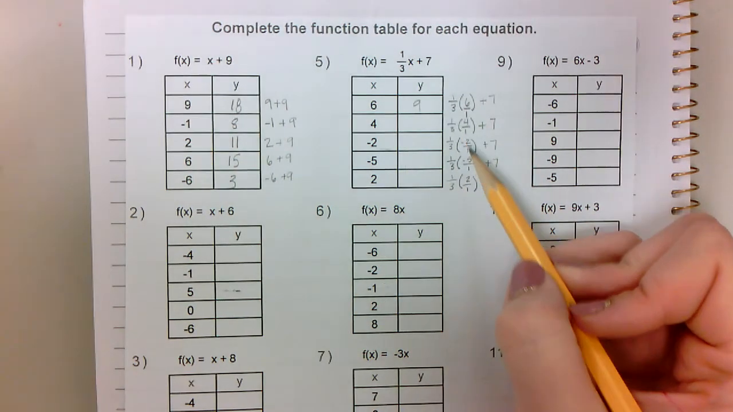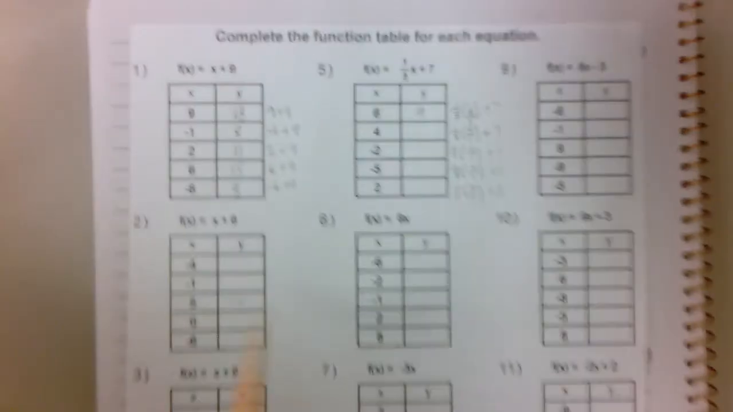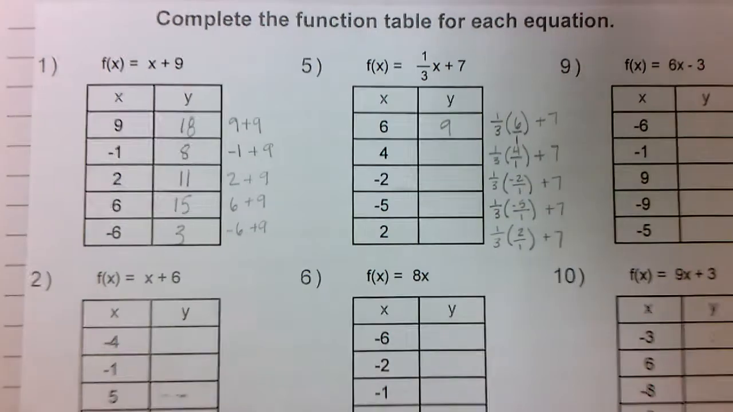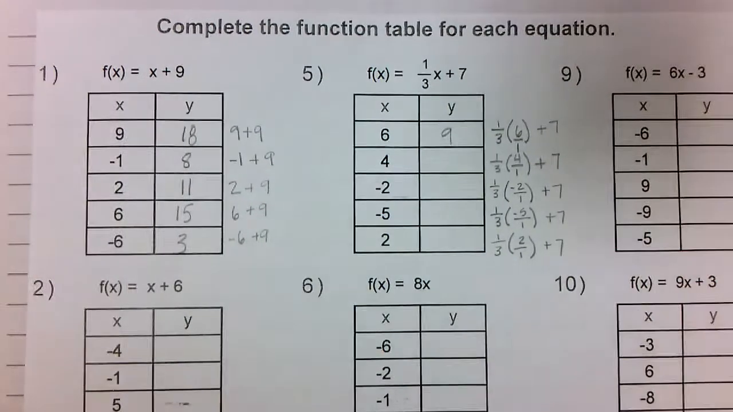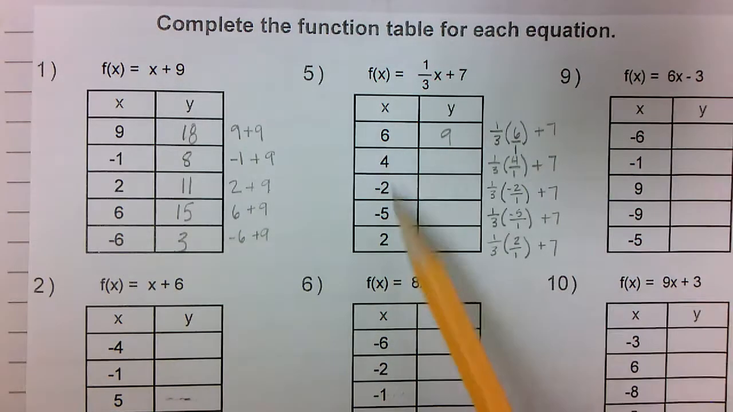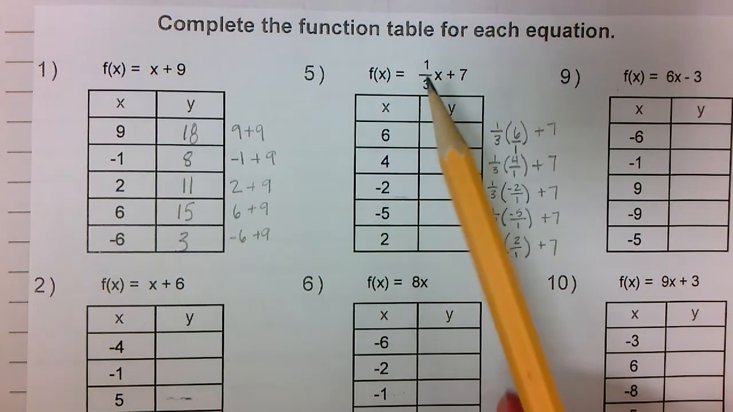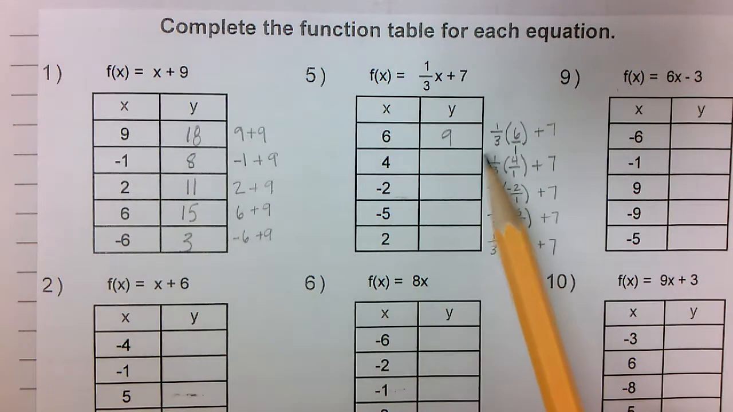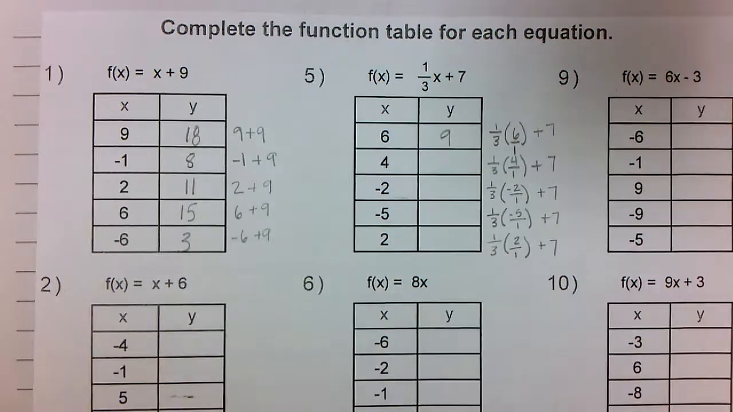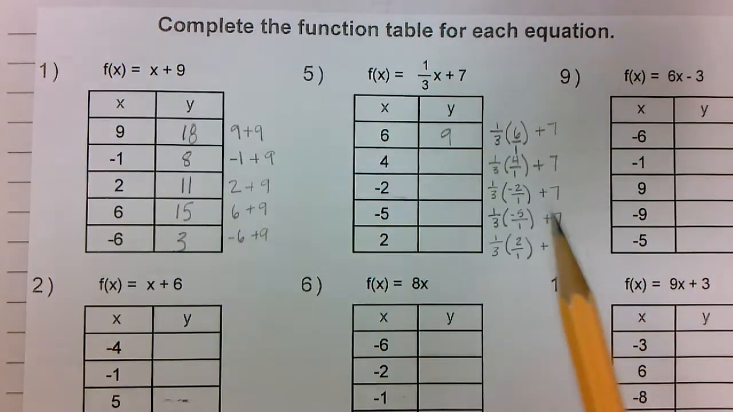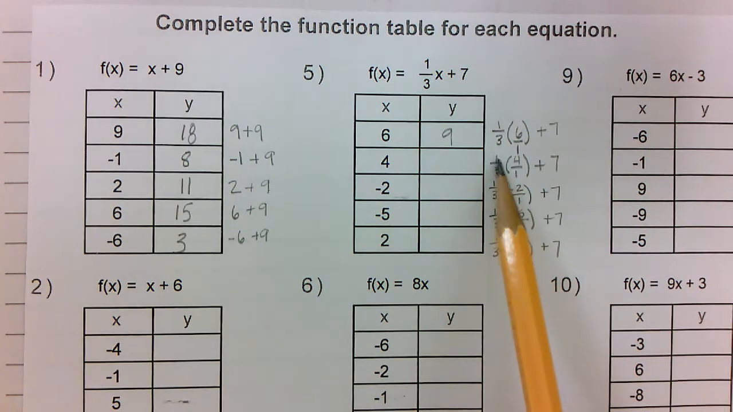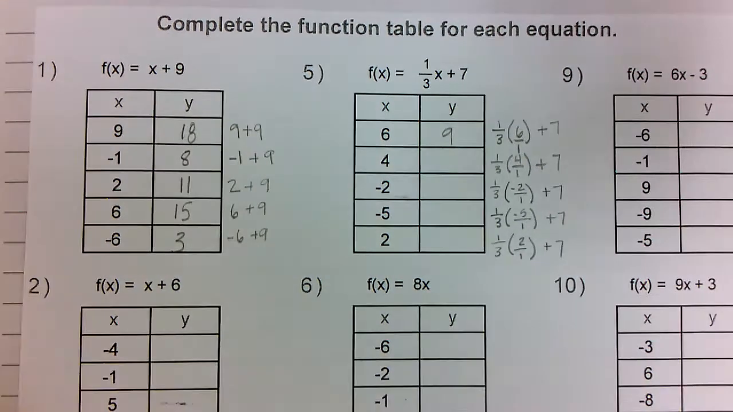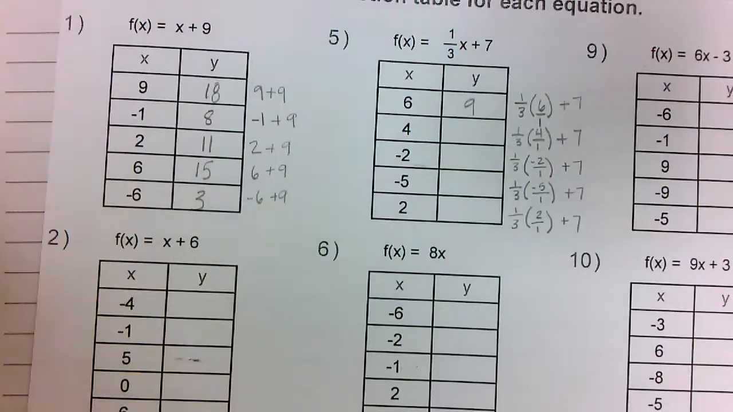So I turned all of these into fractions. Zoom in for you. All of these numbers right here, these x values, when I plugged them in place of the x right here, I went ahead and put them over 1, making them all fractions, so that when I go to multiply, it's going to make more sense for me in my head as I'm doing this. So this next one will be 4 over 3 plus 7, which is just 1 and 1/3. So that would be 8 and 1/3.